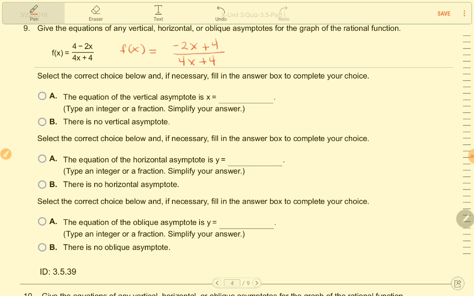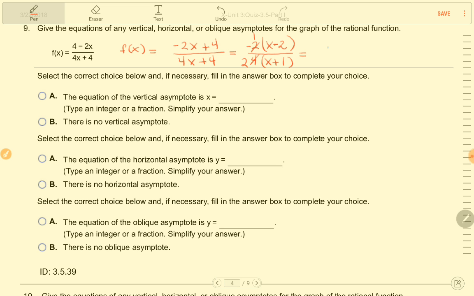Now I also will factor out some stuff and cancel. I'm going to put this in lowest terms. So I have negative 2 times x plus 2. I'm factoring out the negative 2. This needs to change to a negative 2 though. And then in the bottom, I can factor out a positive 4. And then the 2 goes into 4 evenly.